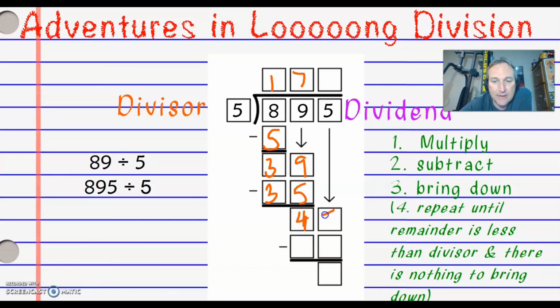Bring down. Now I had to bring down a 5. I didn't have that 5 there before. Now I'm bringing that down. We know, based on our math facts that we've learned over the years, that 5 does go into 45 exactly 9 times. 9 times 5 is 45, and I get 0 left. In this case, I get 0 as a remainder, and that's another way you know that you're done with the problem, if your remainder is a 0.